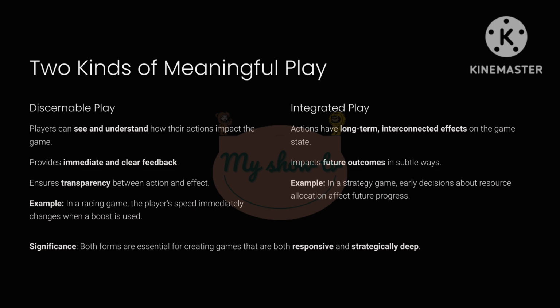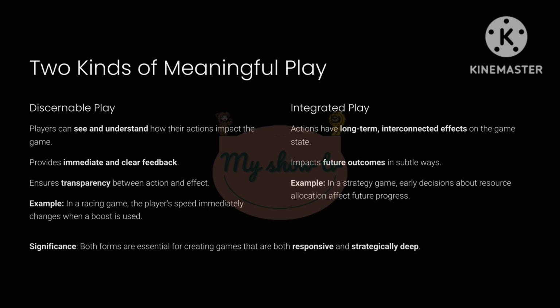1. Discernible play. This refers to actions where players can clearly see and understand how their decisions affect the game. It provides immediate and clear feedback on the consequences of player choices. Ensures transparency between the player's actions and their effects on the game environment. Example, in a racing game, when a player uses a speed boost, the car immediately accelerates. This direct cause and effect relationship is discernible.